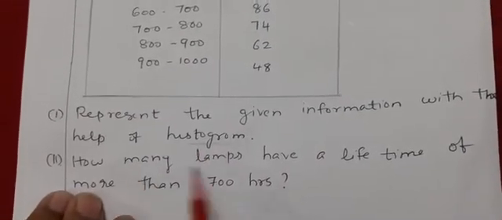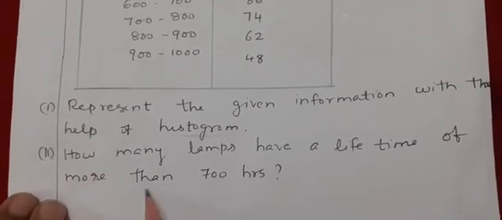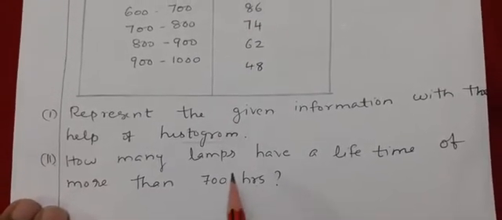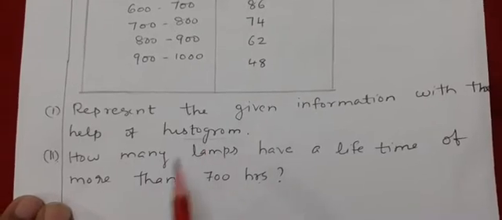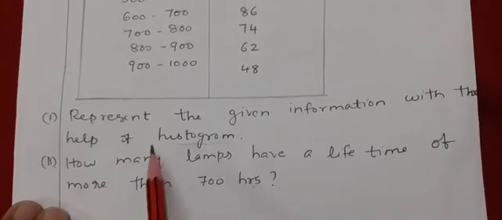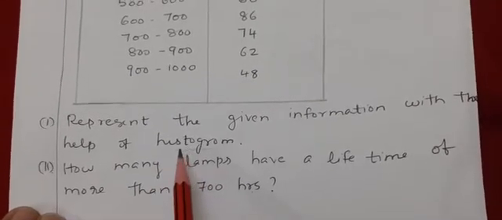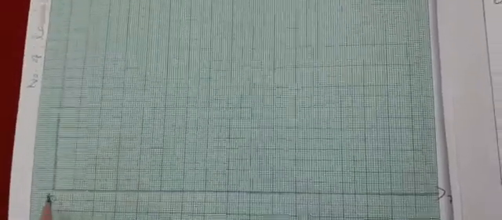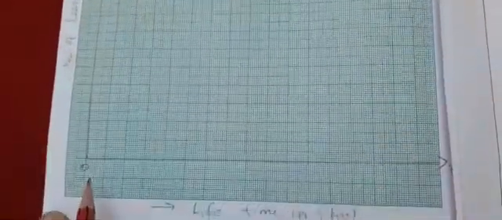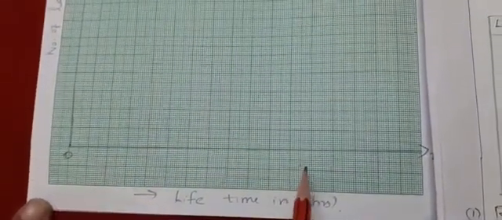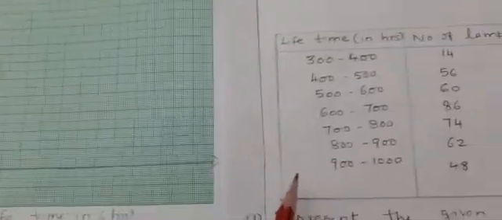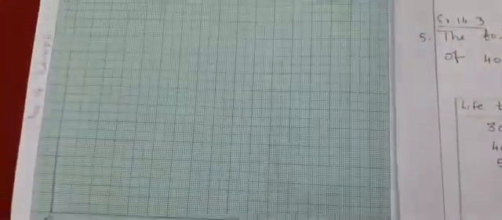Now, how many lamps have a lifetime of more than 700 hours? After drawing the histogram, you have to answer this question. So first of all, we are going to draw histogram. First of all, we have to draw the x-axis and y-axis. On x-axis, we will represent the class intervals. On y-axis, we will represent the frequencies. That is, this number of lamps.